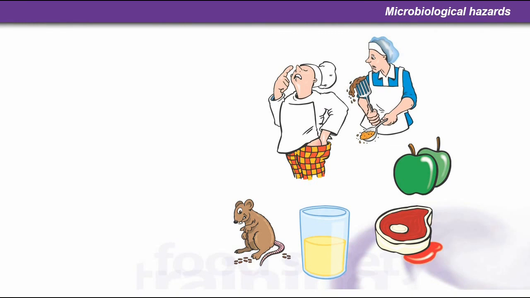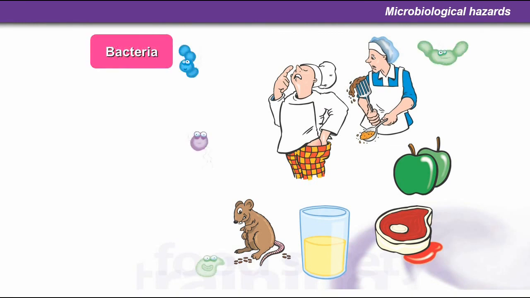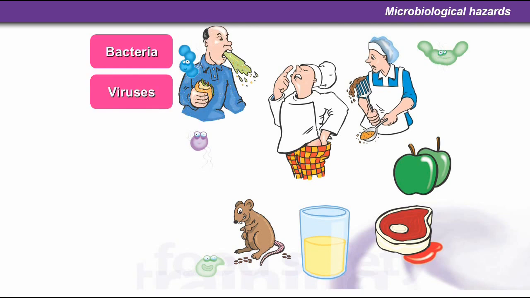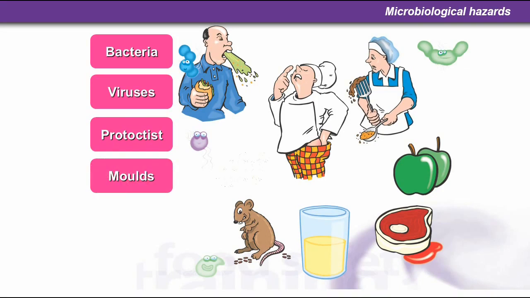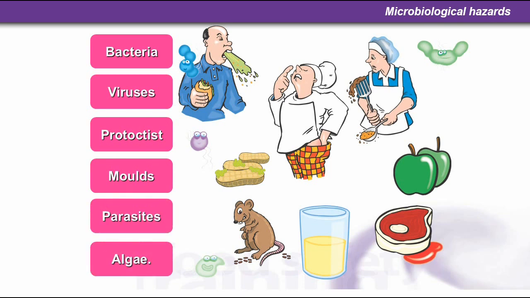Microbiological hazards, let's just look at that. We've got bacteria, single-celled organisms, viruses, a lot smaller than bacteria, still can cause a lot of problems, not classed by a lot of food safety experts and scientists as living molecules. Protoctists, molds, parasites and algae.